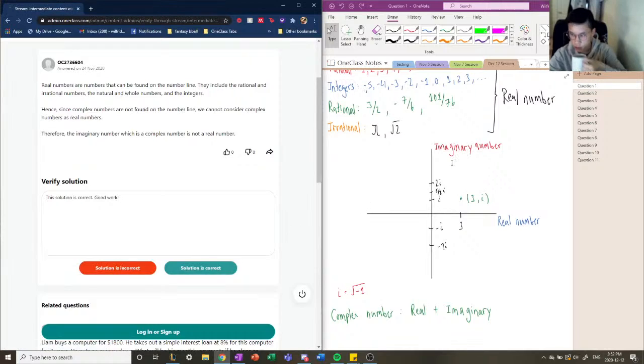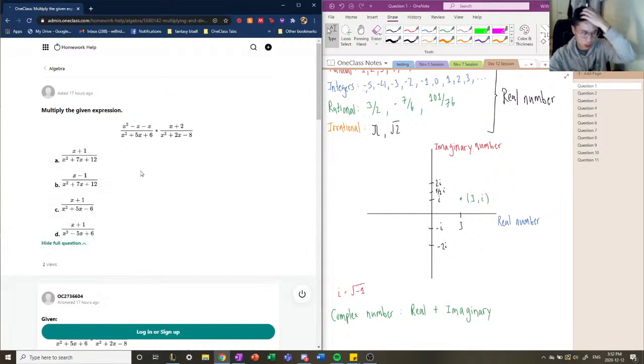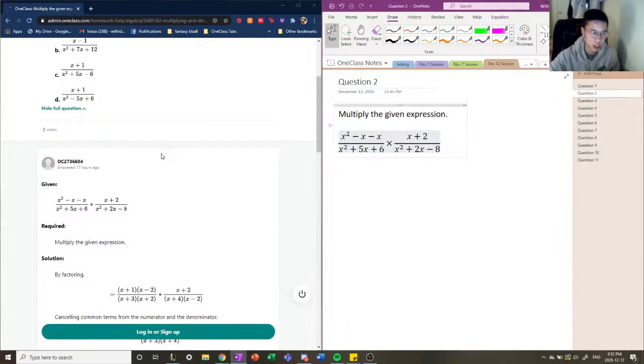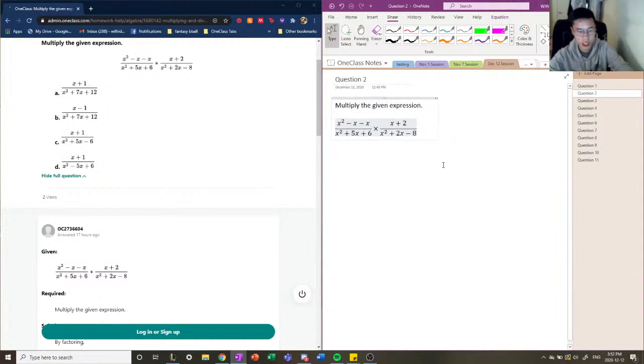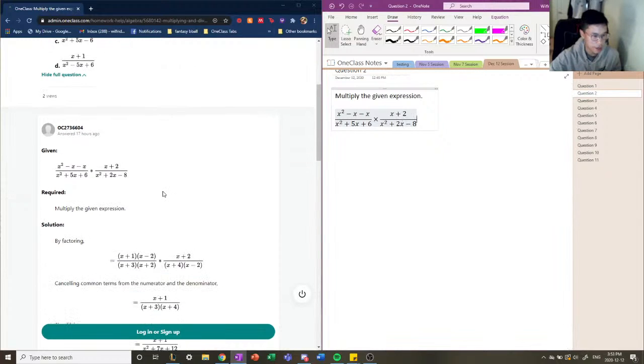All right, let's move on to question number 2. Question number 2 reads, multiply the given expression: x squared minus x divided by x squared plus 5x plus 6, times x plus 2 divided by x squared plus 2x minus 8. So there are two strategies involved with this one. We can either just multiply each of these together with brute computation, or we can try to factor each of these polynomials on the numerator and denominator and cancel them out as we go. And I think we're going to do that instead.